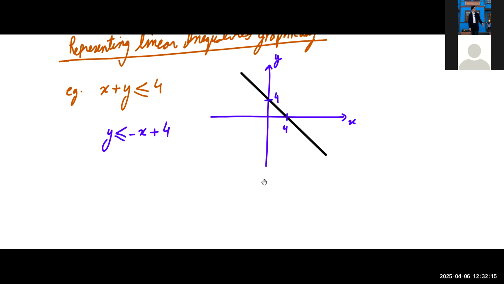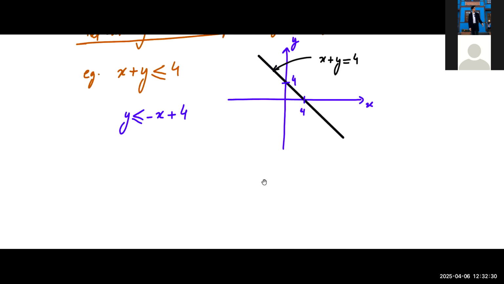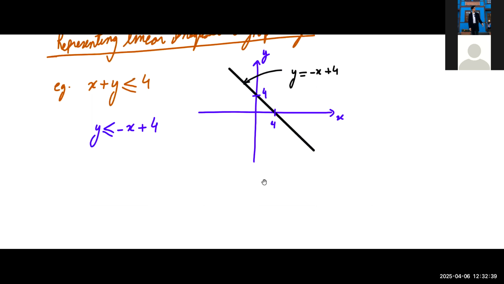Okay, anyways. So the thing is, we've only drawn this line, but this line represents x plus y equals 4. Or this line actually represents y is equal to minus x plus 4 similarly. But we have this inequality to draw. So what does that mean? We need to shade a specific region that satisfies this inequality, basically. So how do we figure that out?